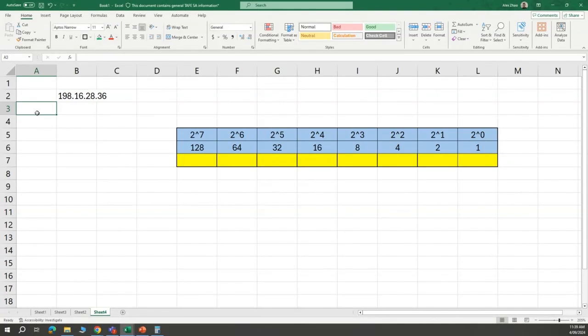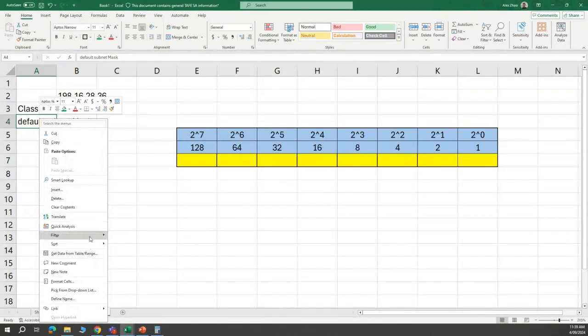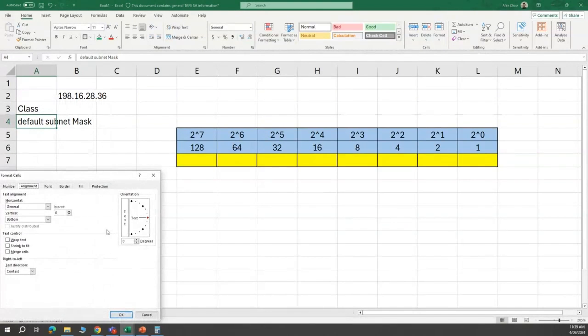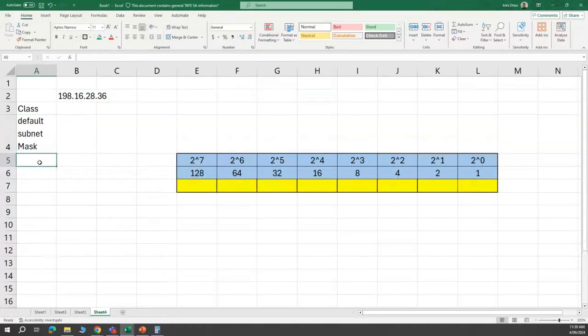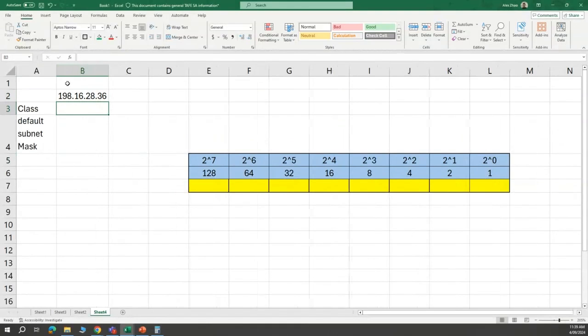Okay, so first of all, class. Second of all, default subnet mask. We'll format that a little bit better, and we'll start with that. Okay, so if I give you that, what class is it?